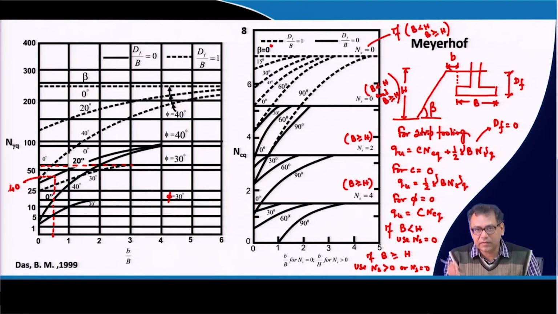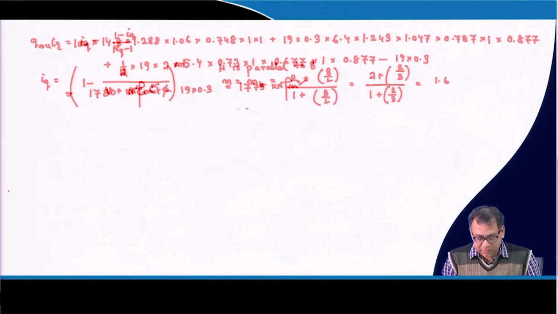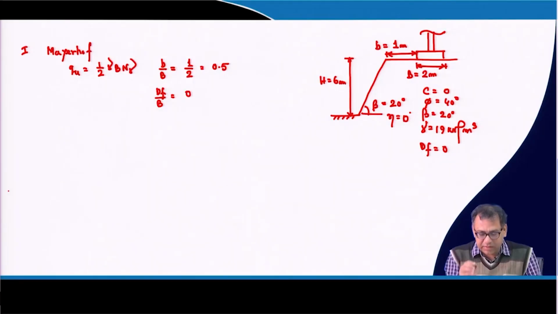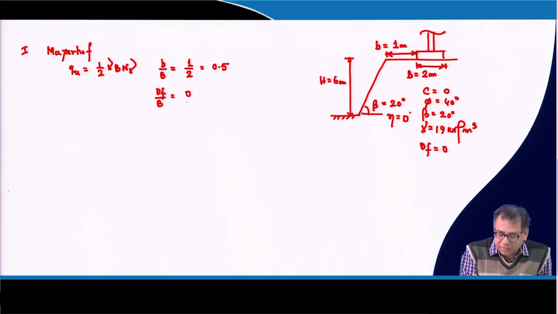If it is a cohesive slope, then you have to use this chart. Okay. Remember that. And as I mentioned, if your width is greater than or less than or equal to the height of the slope, then how you can use this chart, these I have already discussed. So, now these values are for Df equal to 0. So, corresponding N gamma q is equal to 40.